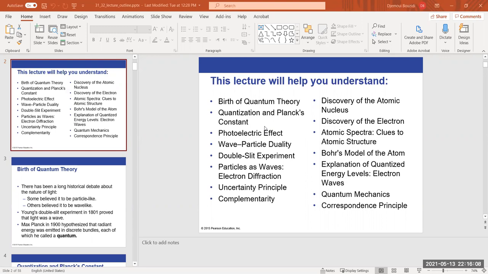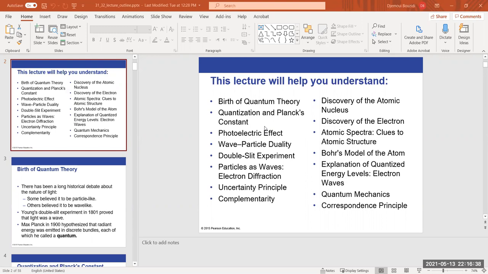Complementarity, later on we'll talk about it and how the laws of physics basically come together between classical physics and quantum mechanics. And again, the second part now deals with the discovery of the atomic nucleus. This is basically the experiment that Mr. Rutherford conducted, the discovery of the electron, the spectral lines, for which Mr. Rydberg came up with a mathematical explanation, but just an explanation. Then we're going to talk about Bohr's model.